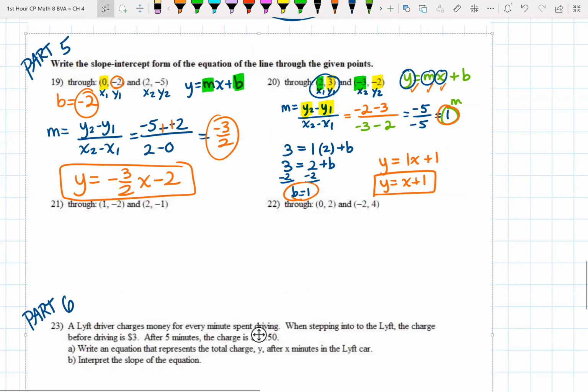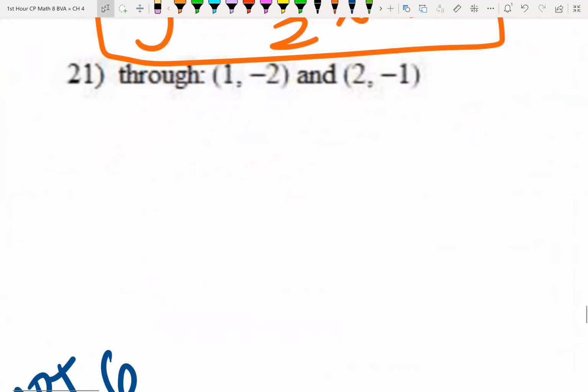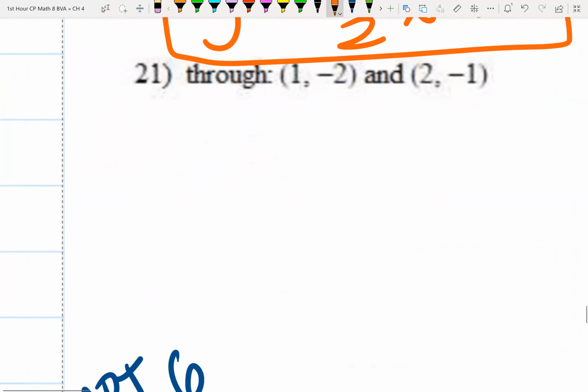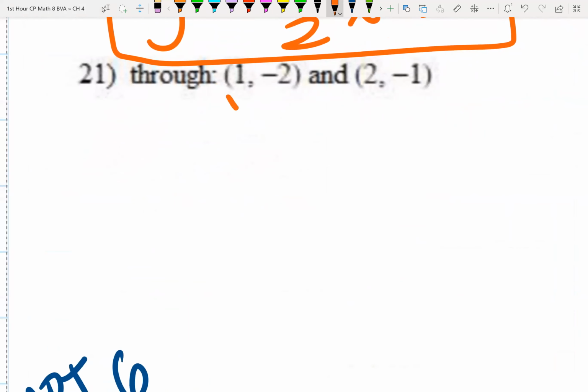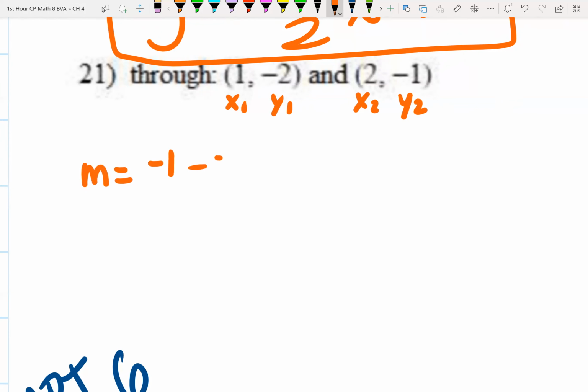Let's go to 21. All right, in 21, what do we have here? We don't have the y-intercept and we don't have the slope. That's okay. Let's write down what we know. We've got a couple coordinates, so let's find the slope. -1 minus a -2. 2 minus 1. Add 2 negatives in a row to get +1 over 1.